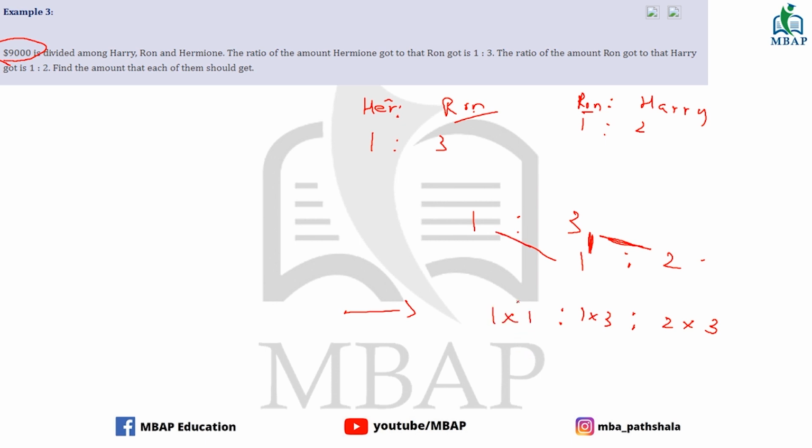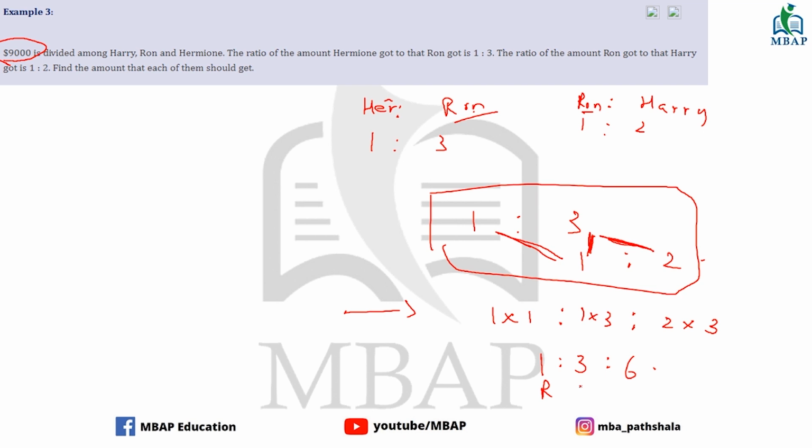So in this way, by writing it in this format and multiplying it like this, first these two, then these two, and then the first two over here, you will get the single line ratio, which will come out to be 1:3:6. So this is the single line equation of Hermione, Ron and Harry.